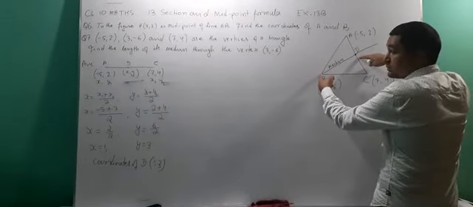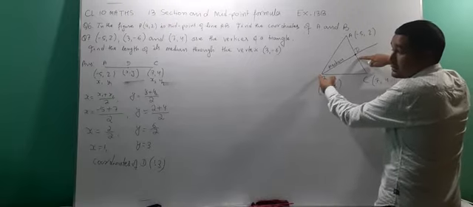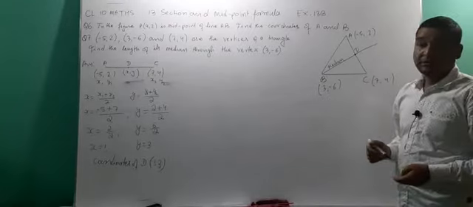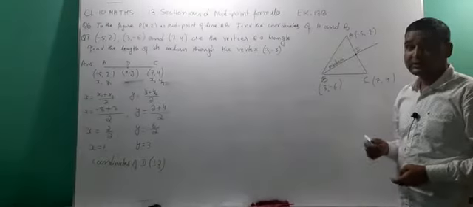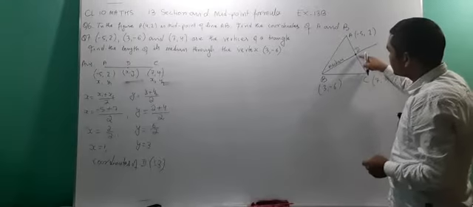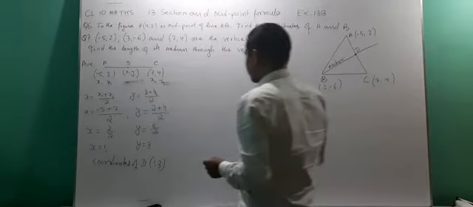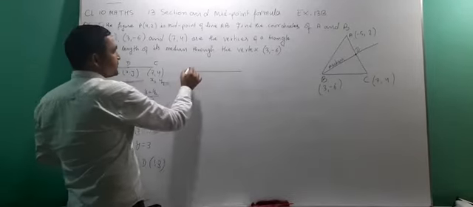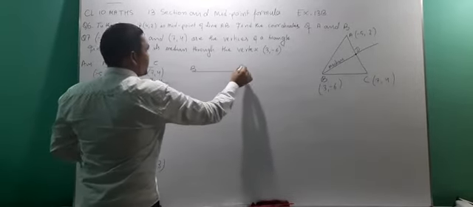To find the length, we'll use the distance formula. We already discussed the distance formula at the beginning of this chapter, that is in exercise 13a. Please go through that video, it is there in the playlist. Now we are going to draw BD again. BD is the median.